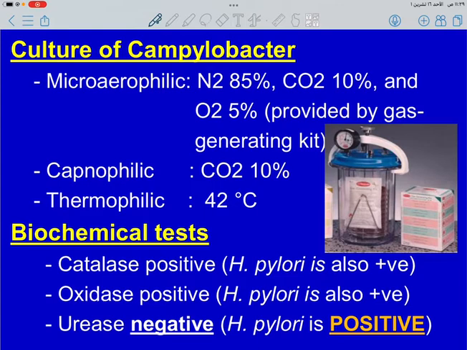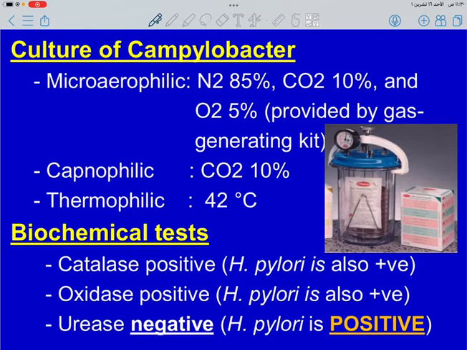Secondly, capnophilic. It requires 10% CO2. Capno, it means CO2, okay? And thermophilic, I discussed it, 42 degrees. Biochemical, and we have to differentiate it from H. pylori. There is high similarity. Both of them catalase positive, oxidase positive.